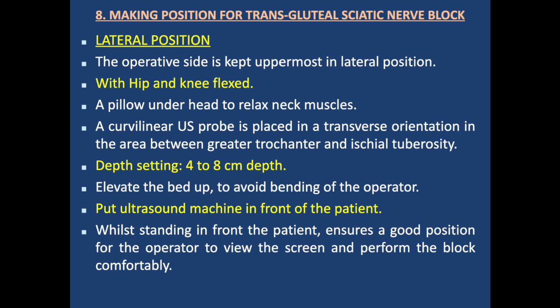A curvilinear ultrasound probe is placed in a transverse orientation in the area between the greater trochanter and ischial tuberosity. Depth setting is 4 to 8 cm depending on the weight of the person. Elevate the bed to avoid bending of the operator.